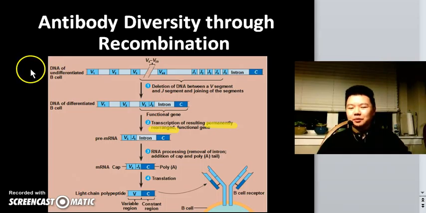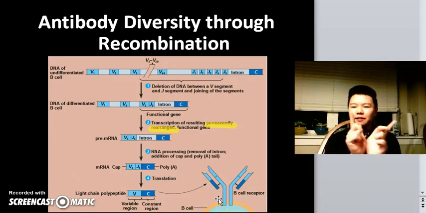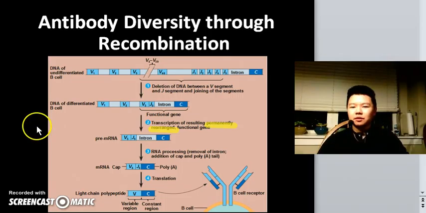Up top here, we're starting with the DNA of an undifferentiated B cell. So this is a B cell that hasn't yet gone through the maturation steps in order to be specific toward a particular antigen. Because remember, in the end, the B cell is going to have what's called a B cell receptor, but we can just call this an antibody on its surface. And so it's got these little Y shapes on its surface that are going around trying to recognize a foreign antigen. So we start with the DNA that's undifferentiated.